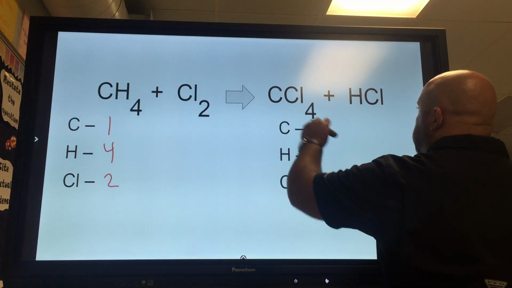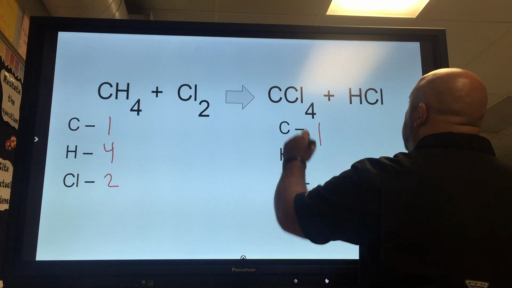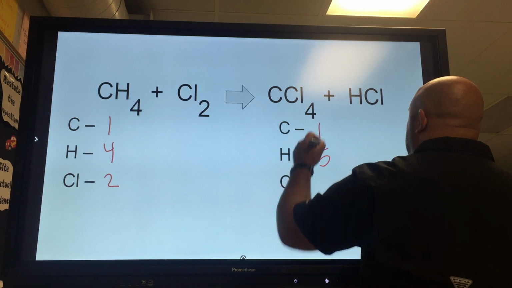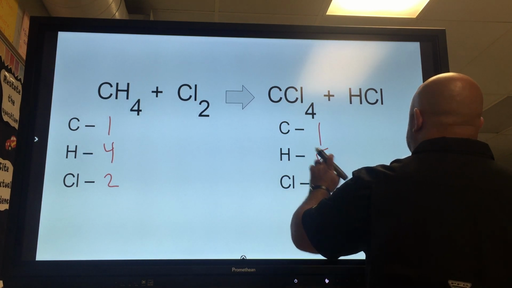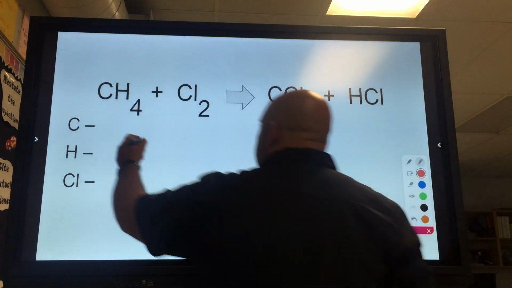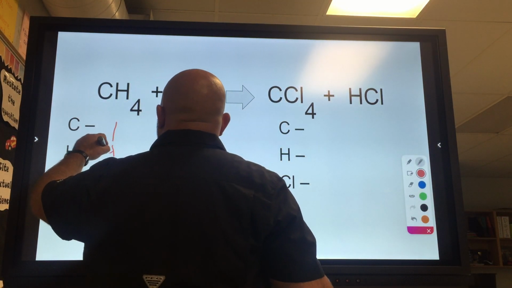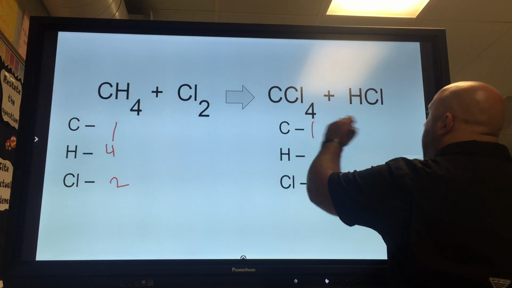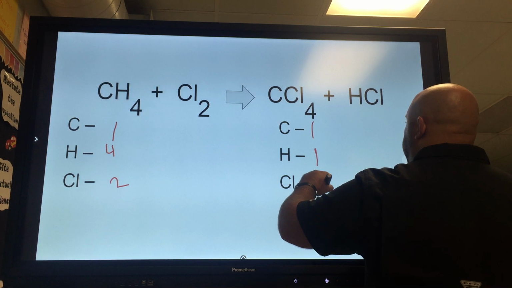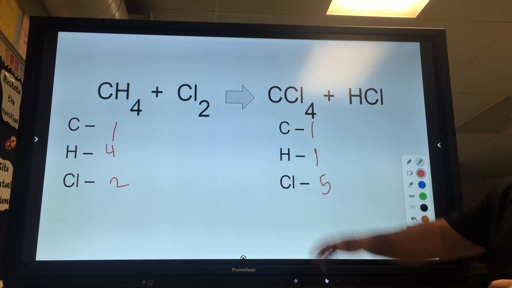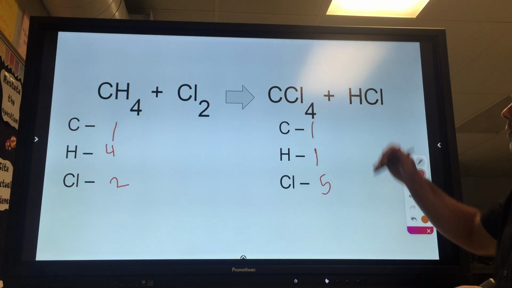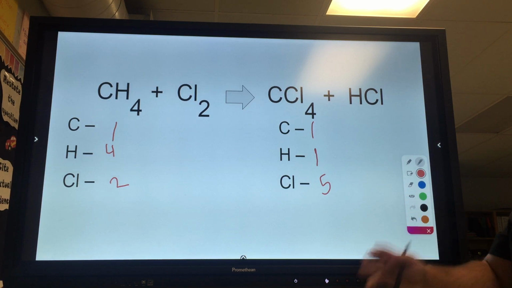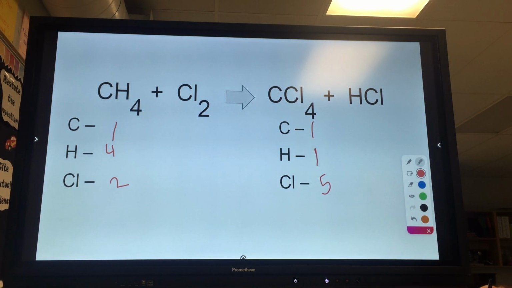All right, on this side, I see 1 carbon. 1, 2, 4, 1. So now I have 5 chlorines. Oh, put that in the wrong spot. 1, 4, 2, 1 hydrogen, and then 5. Do you see how I counted those? I just counted those up. But you can look at it and tell something ain't right. I've got to add some coefficients to make this balance out.